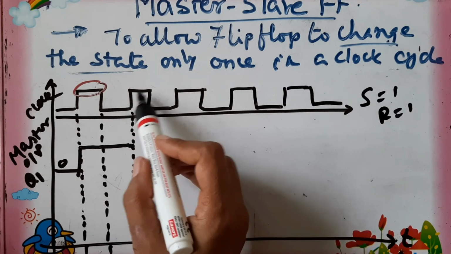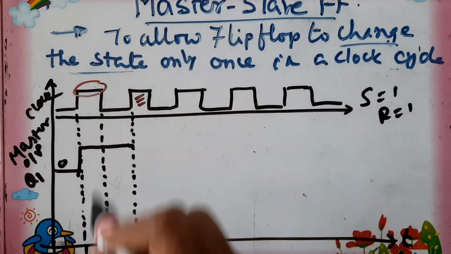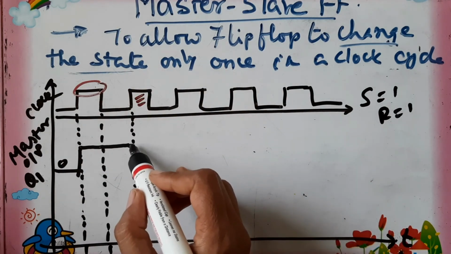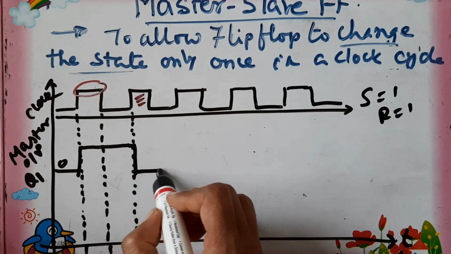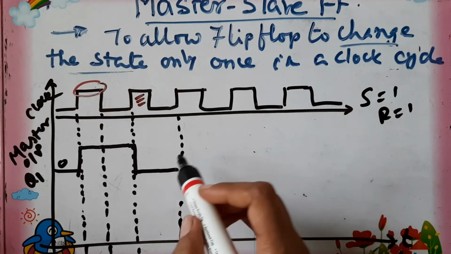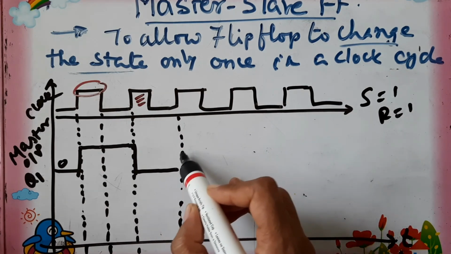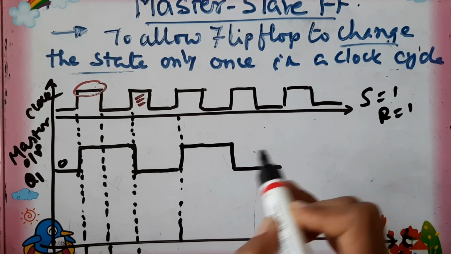Now again, whenever the positive clock occurs, at that time the output of the master will change the state. So this will be like this. Again, for negative, it will hold the value. Similarly, for the next cycle of the clock.